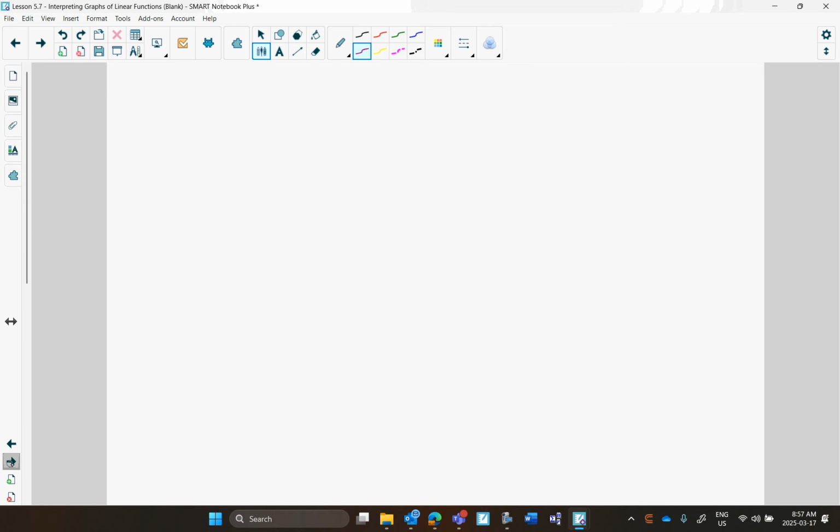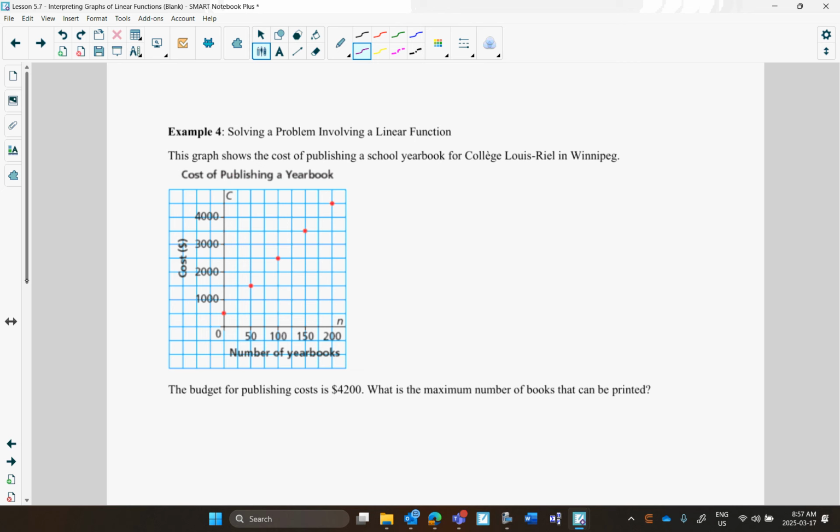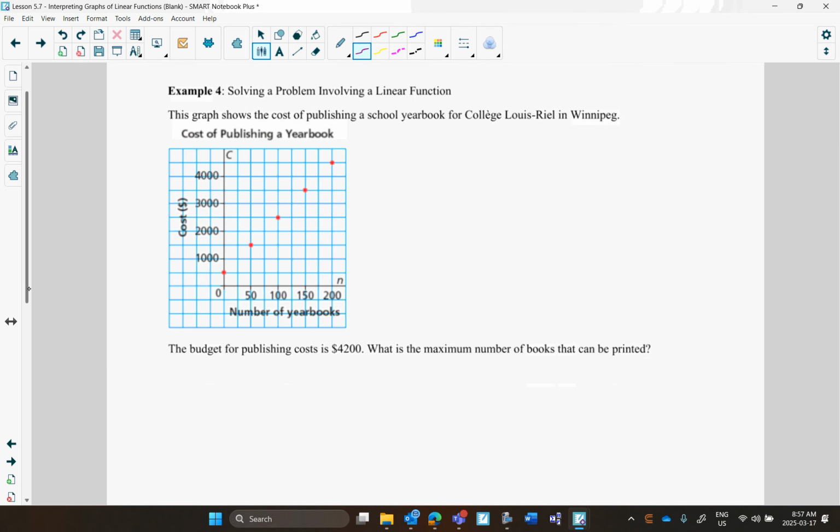Okay, last example. So this is kind of tying it all together. Here's how we can use these things. We've got a graph that shows the cost of publishing a school yearbook for a school. So the independent variable, or the horizontal, is the number of yearbooks, and the vertical axis, or the dependent variable, is the cost.